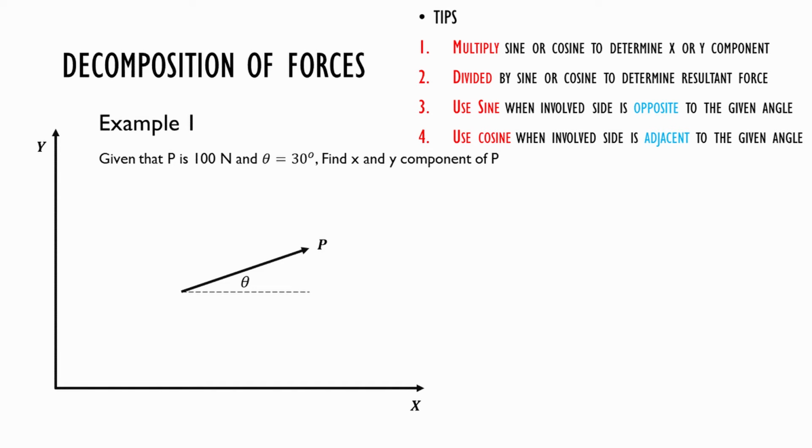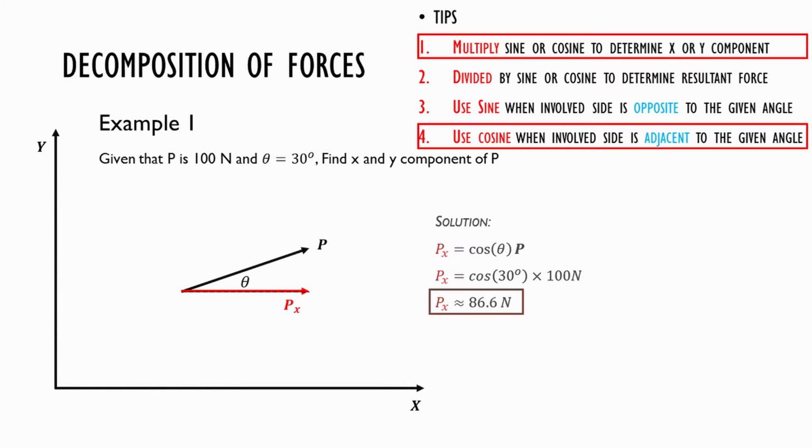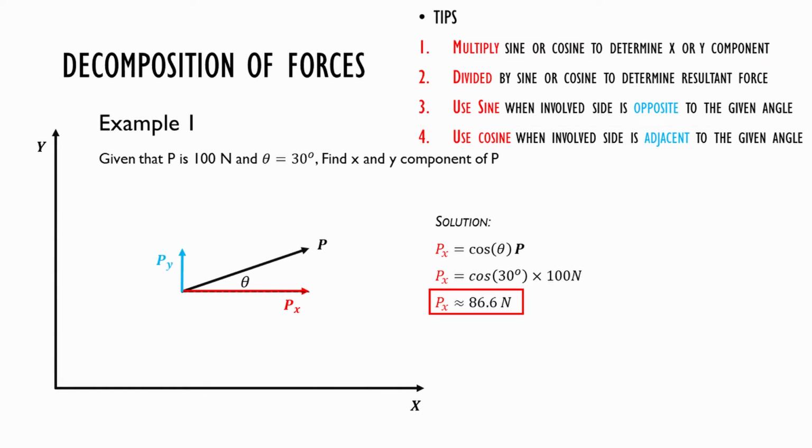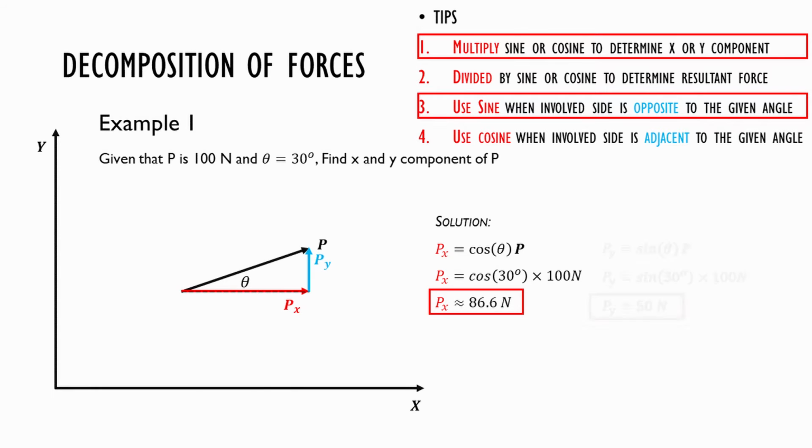Example 1. The resultant force is given as P equals 100 Newton. Find the x and y components of P. The x component of P is the adjacent side. Use tips 1 and 4. The y component of P is the opposite side. Use tips 1 and 3.